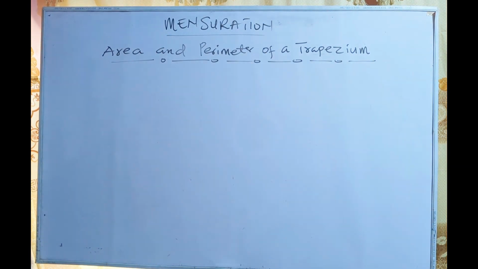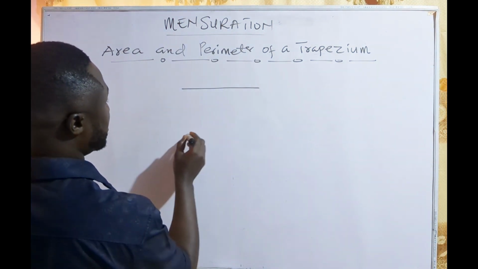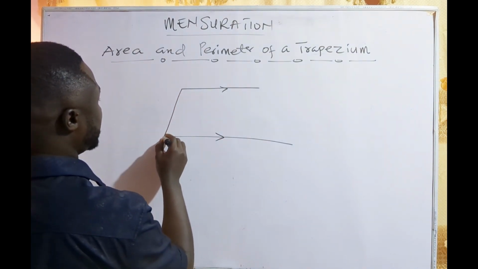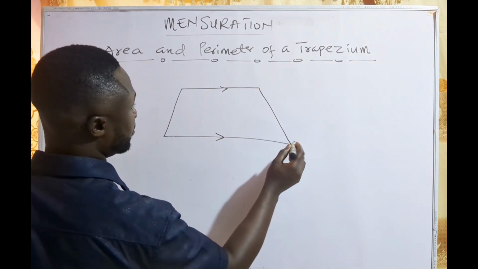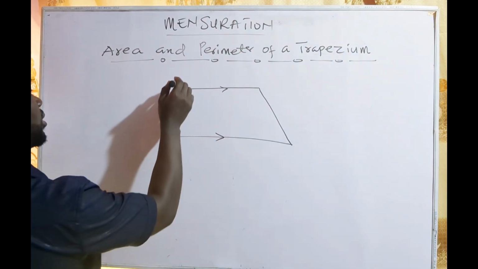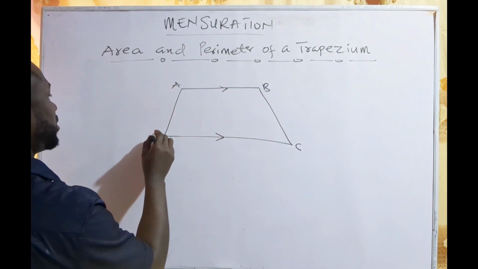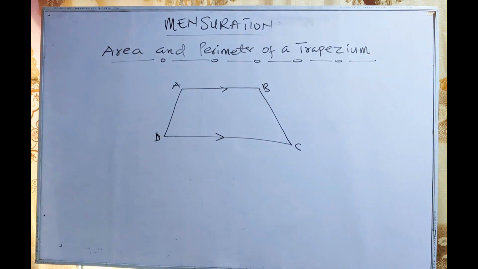Trapezium is a quadrilateral, a four-sided figure, okay, where two opposite sides are parallel but not equal. Okay, two opposite. So trapezium can be like the two opposite sides. This side being parallel to this side, but not equal. So this is how a trapezium can look like. This is a typical example of a trapezium.